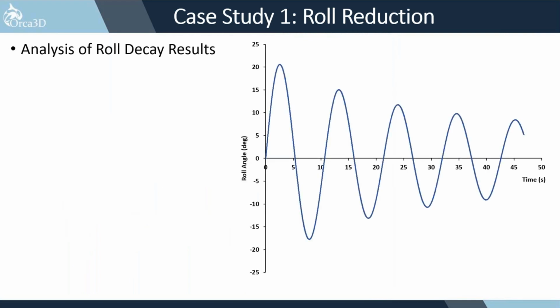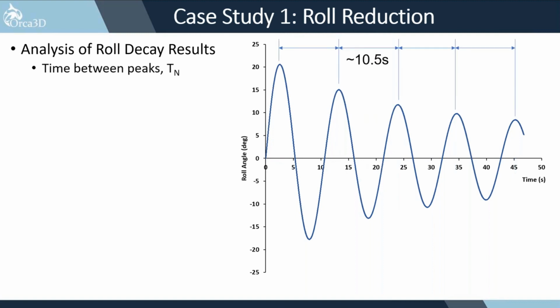So how do you analyze the roll decay results? It's actually quite simple. This is the same roll decay history that we were looking at earlier. In order to get the natural roll period, T sub N, you just look at the time between peaks. In this case, it was about 10 and a half seconds. So anytime I'm receiving an excitation, say from a wave or a seaway, at about 10 and a half seconds in roll, that's my natural period. That's my worst case, my resonant roll condition. In general, you would like to try to avoid that condition.